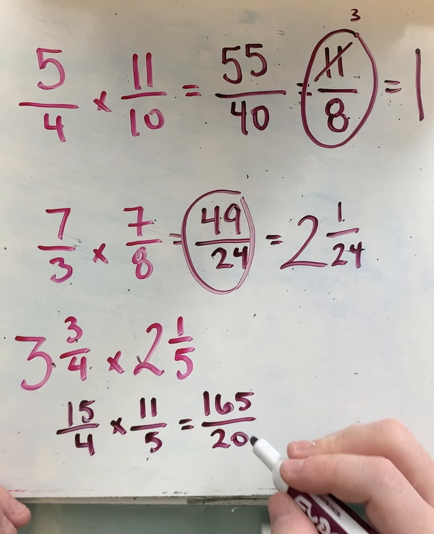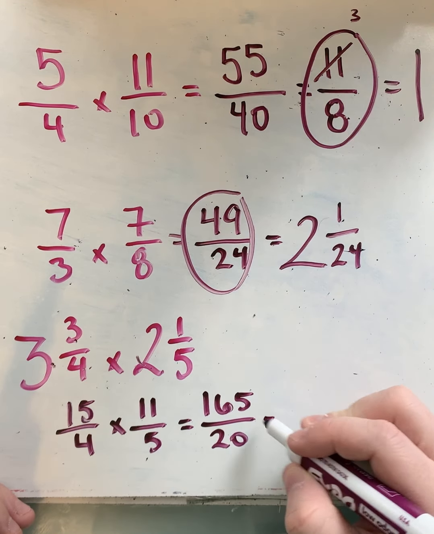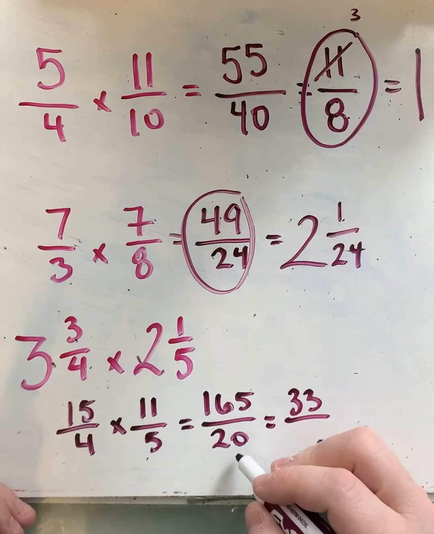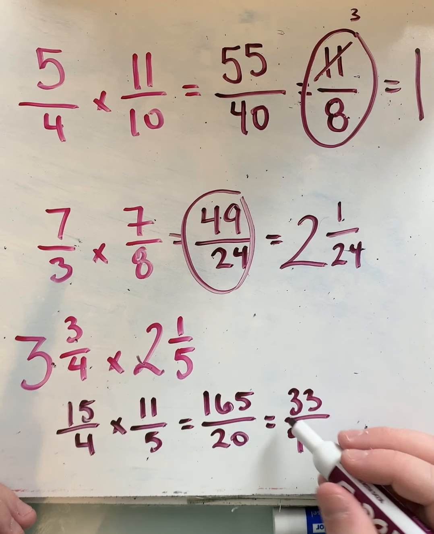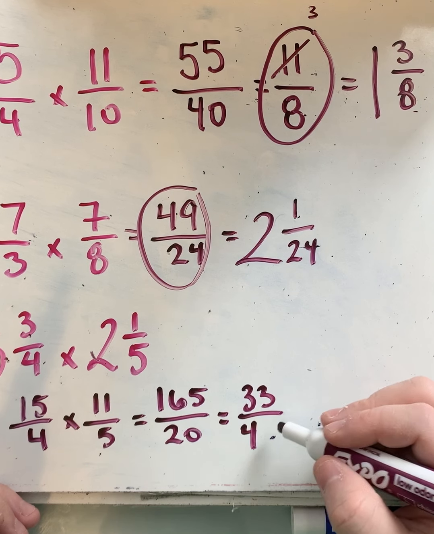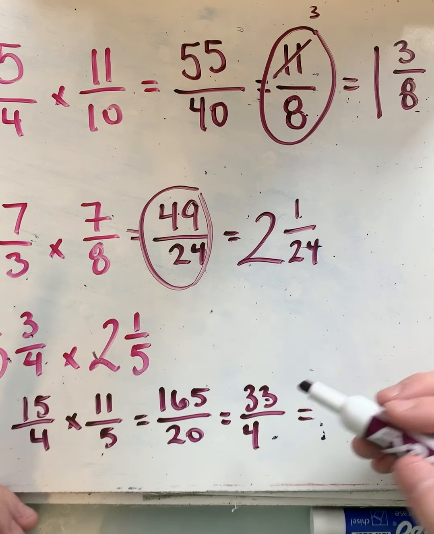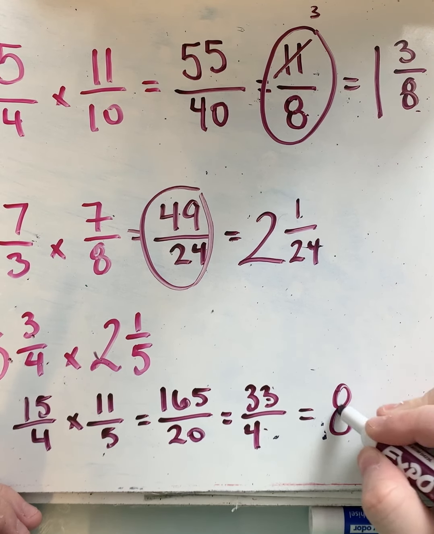165/20. Well, I know that I can reduce by 5s, right? So 165 divided by 5 is 33. 20 divided by 5 is 4. Can't do anything, right? Can't reduce this. So I'm going to turn it into a mixed number fraction. 4 goes into 33 how many times? Or 33 divided by 4 will give me 8.